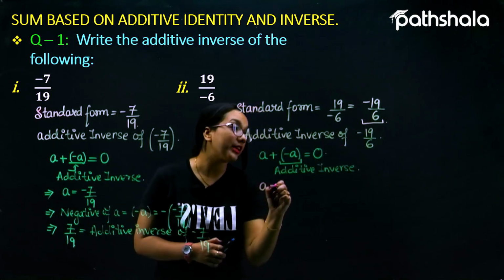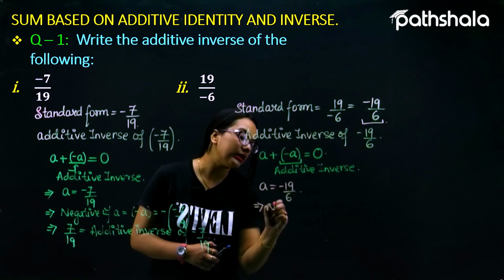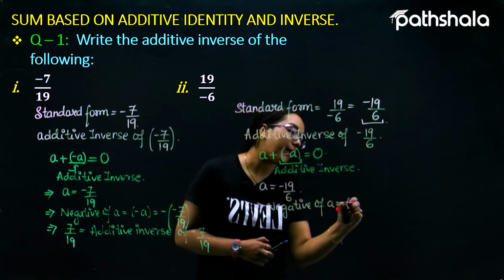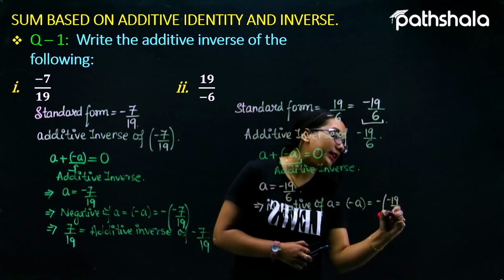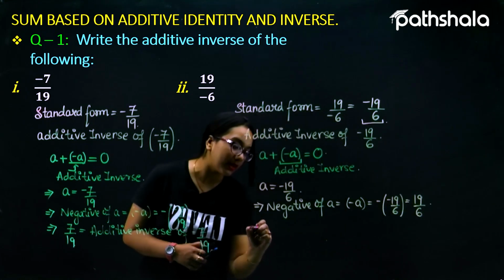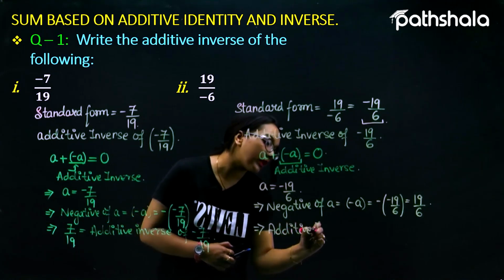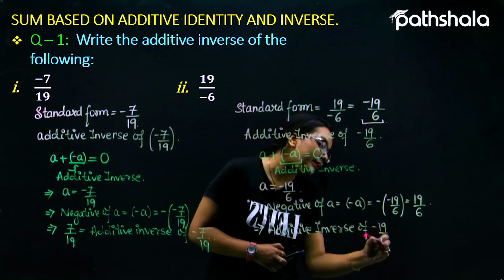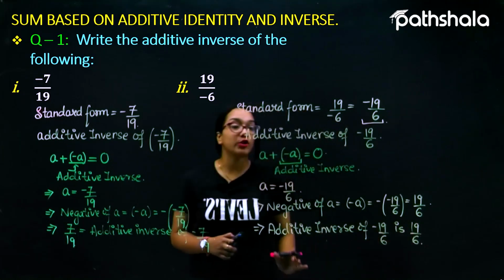So let us suppose I'm taking the number a as minus 19 by 6. It means that the negative of a is minus of a, and the value of a is minus 19 by 6. So the answer is positive 19 by 6. It implies that the additive inverse of minus 19 by 6 is 19 by 6. So this is my answer for the second case.